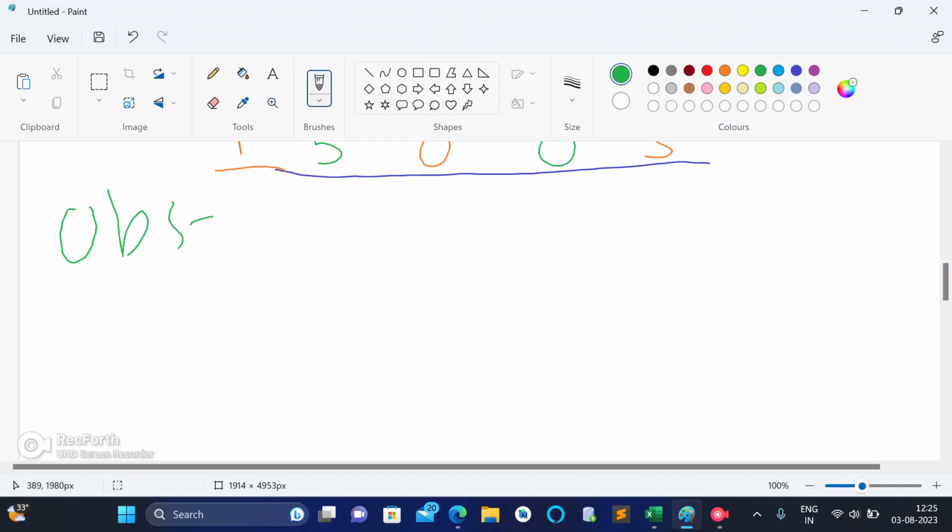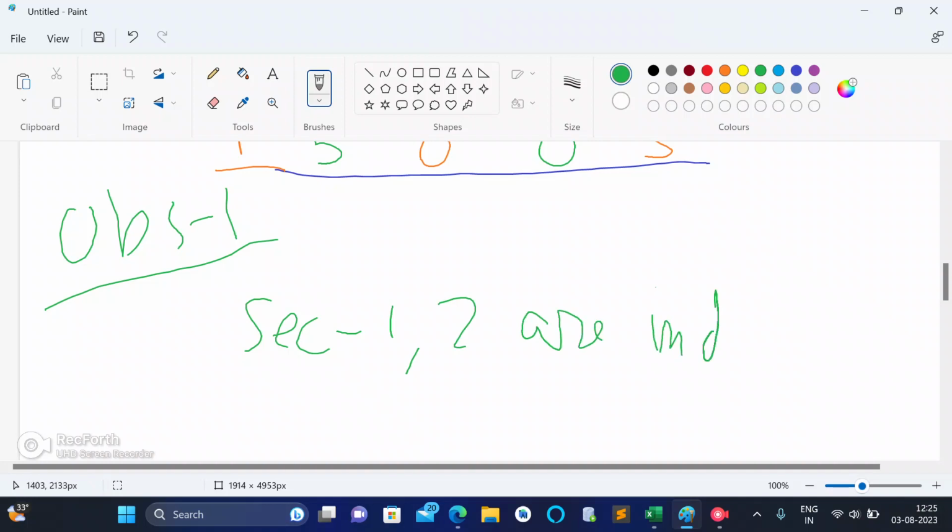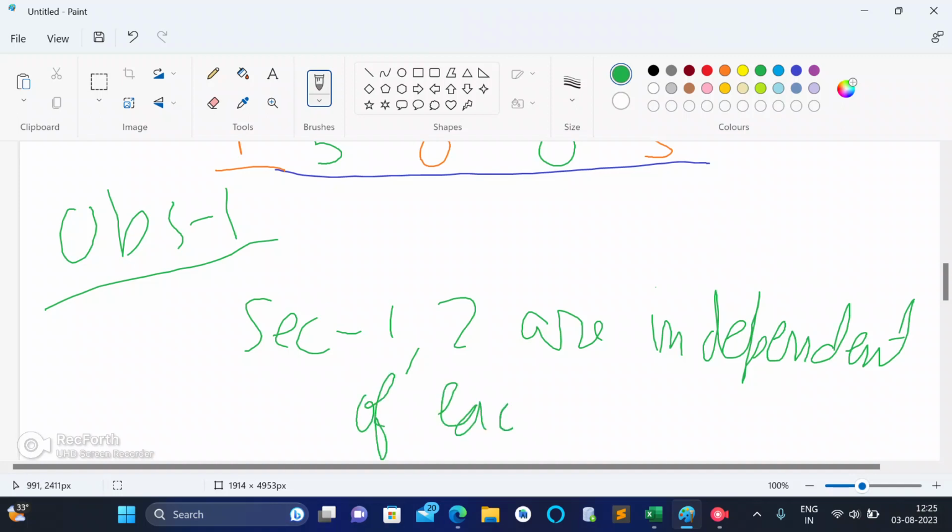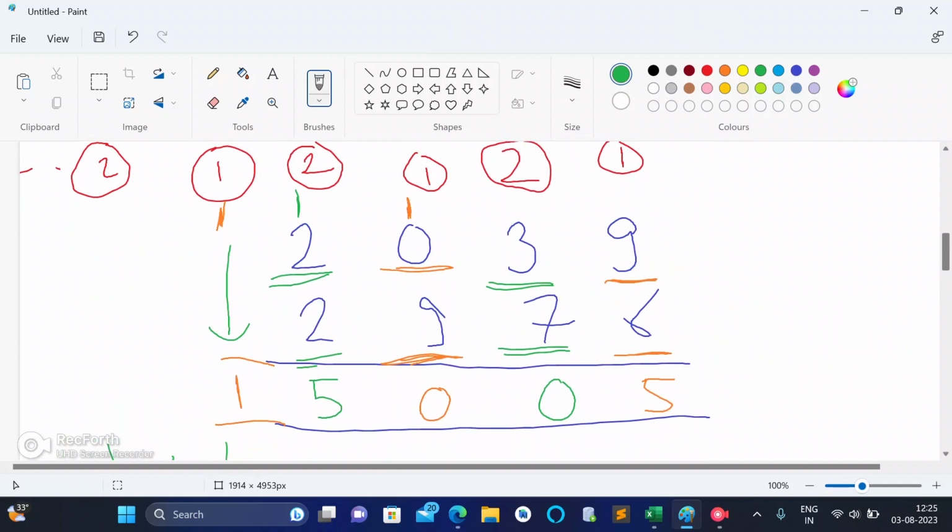So what is our first observation? Observation 1: section 1 and 2 are independent of each other. Now let's come to the second observation. What second observation can we make?